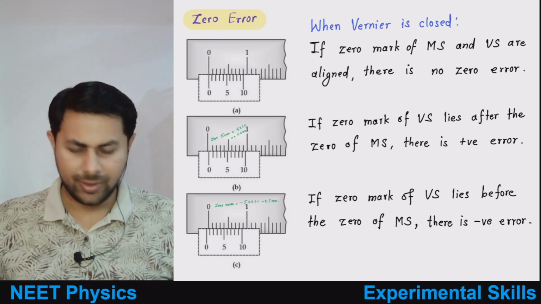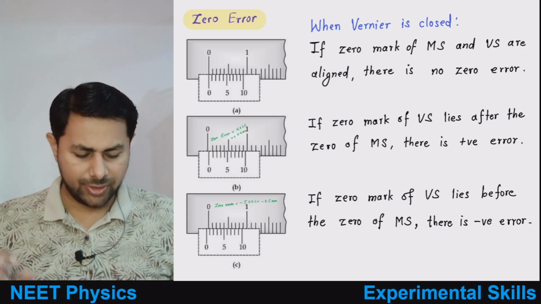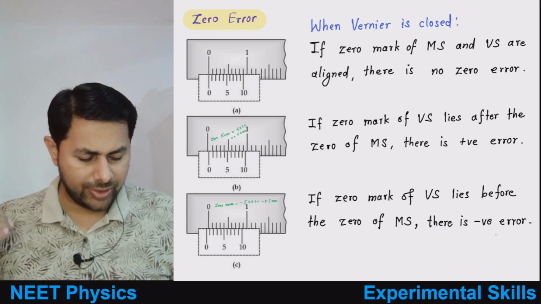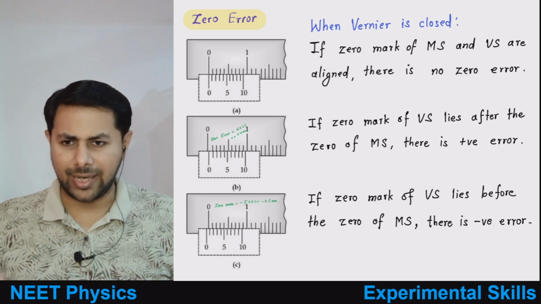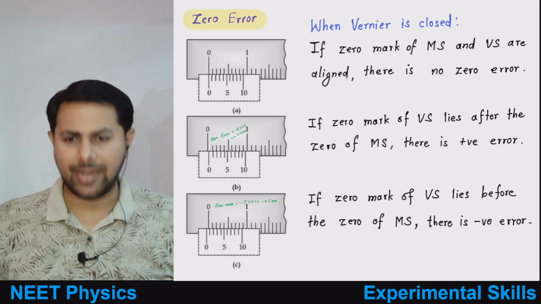Tell me. Okay, good. So if 0 error is positive, you need to subtract that from your reading, and if 0 error is negative, then you need to add that value to your reading to get the final reading.